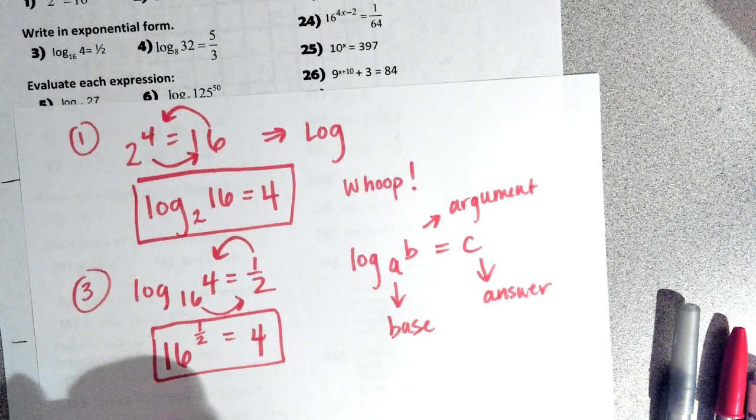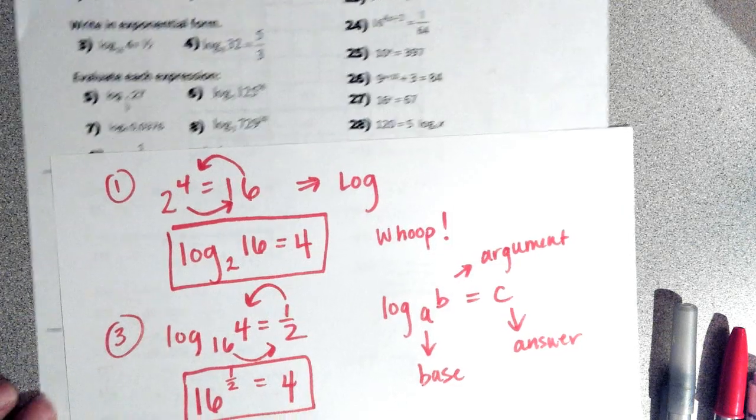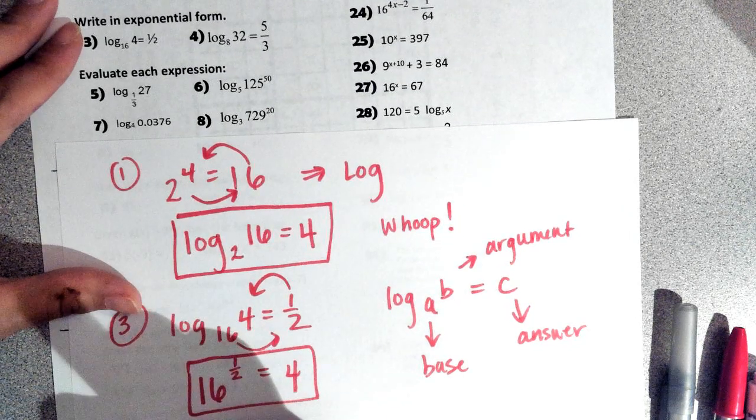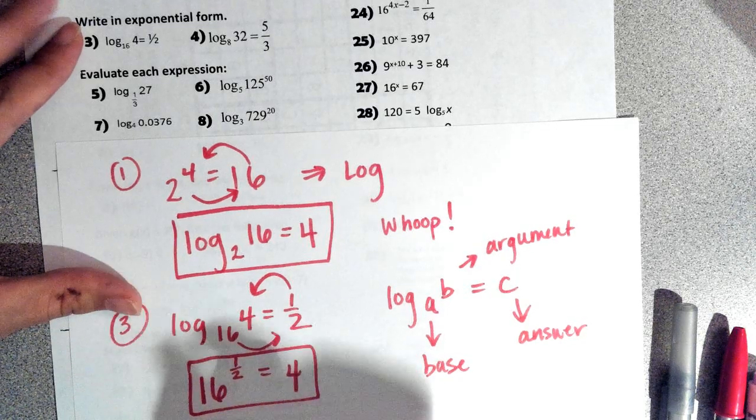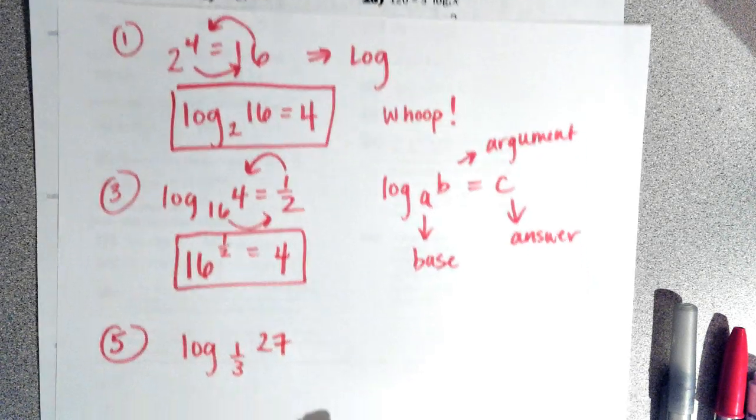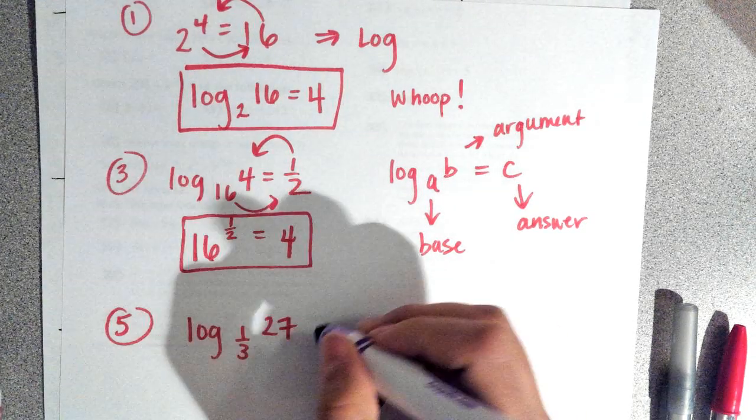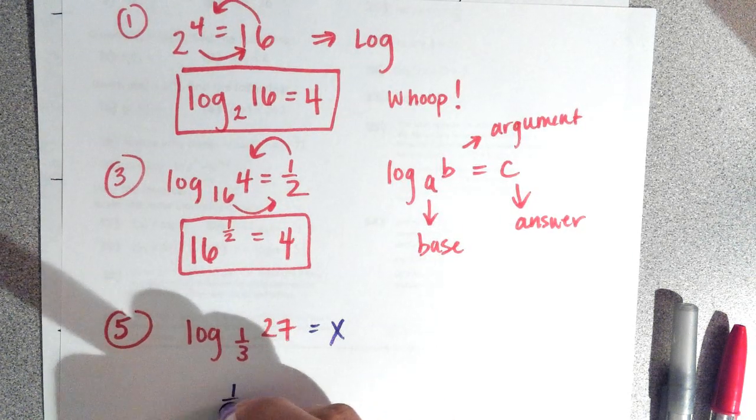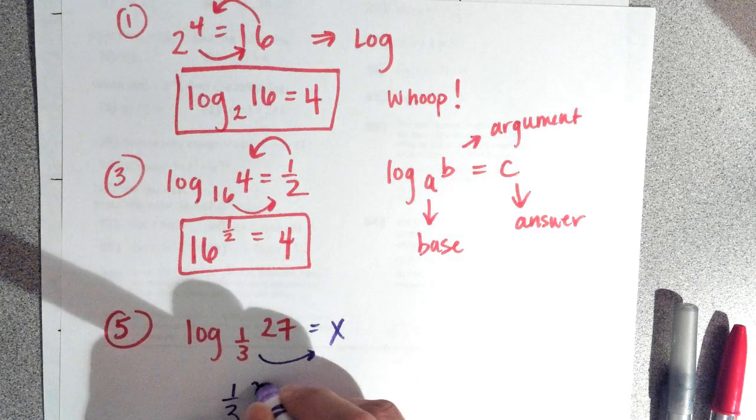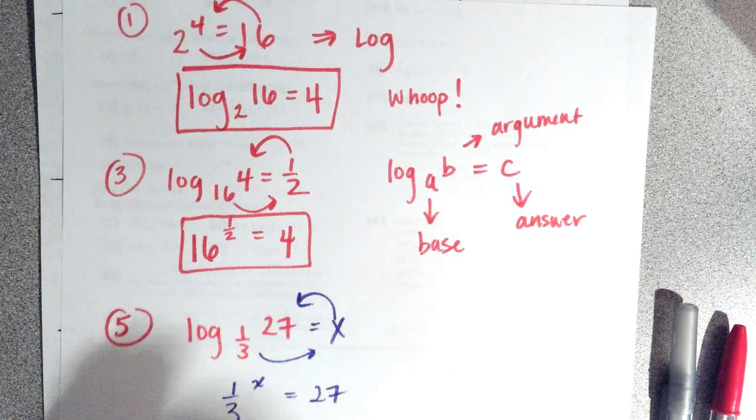Alright, so I'm going to go to number 5. Number 5 says evaluate the log expression. So I have log base 1/3 of 27. So I'm going to set this equal to x. And to get rid of the log, I'm going to write this in exponential form. So this is 1/3 whoops to x, x whoops to 27, right?